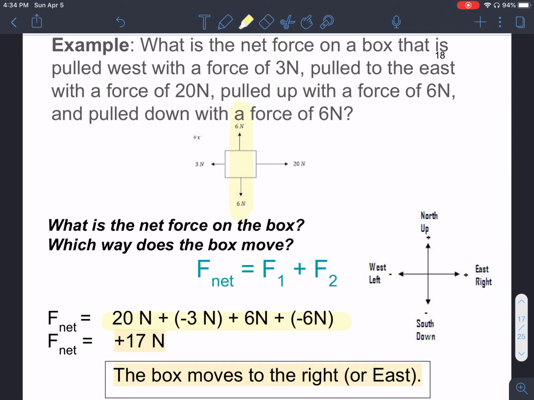But it is going to be moving right or east because it has a greater force of 20 newtons pulling it in that direction. And it will be pulled with 17 newtons east. Sorry if I said 20 earlier.